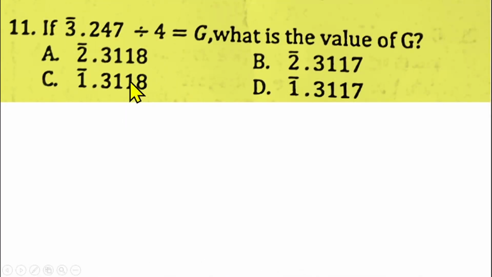Question number 11 is still on logarithm of numbers less than 1. If bar 3.247 divided by 4 is equal to g, find the value of g. So we have to look for the answer when we use this 4 to divide this number with bars. So we are having bar 3.247 divided by 4. We know that we cannot use a calculator in this way because of this bar. The calculator will not be able to interpret this bar, and the 4 cannot go. If you press it, it will not interpret this very well.